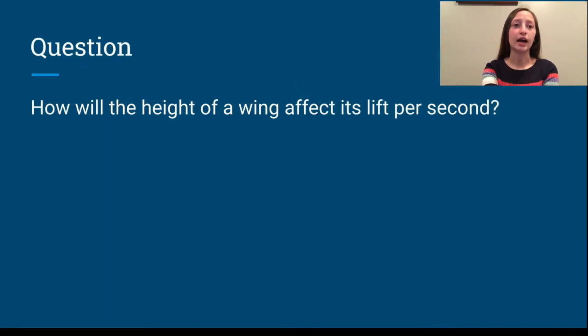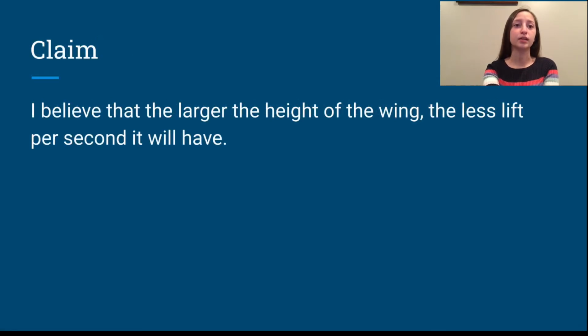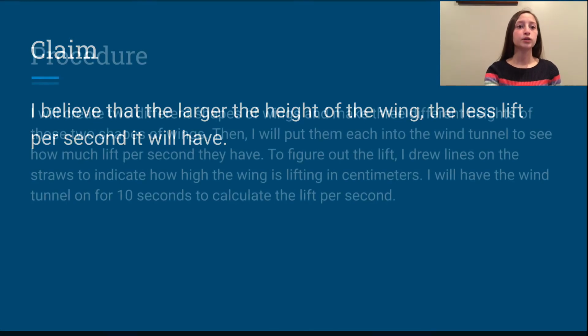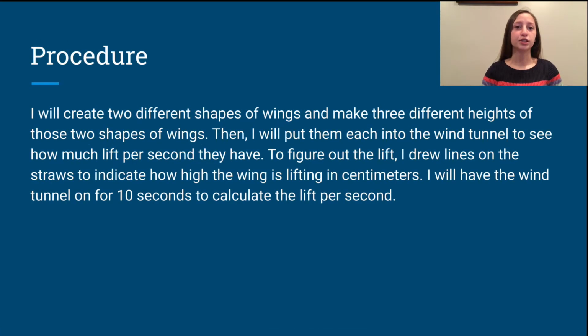My question is, how will the height of a wing affect its lift per second? My claim is that I believe the larger the height of the wing, the less lift per second it will have. For my procedure, I'll create 2 different shapes of wings and make 3 different heights of those 2 shapes of wings. Then I'll put them each into the wind tunnel to see how much lift per second they'll have. To figure out the lift, I drew lines on the straws to indicate how high the wings will be lifting in centimeters, and you'll see this in the next slide. I'll have the wind tunnel on for 10 seconds to calculate the lift per second for each trial.